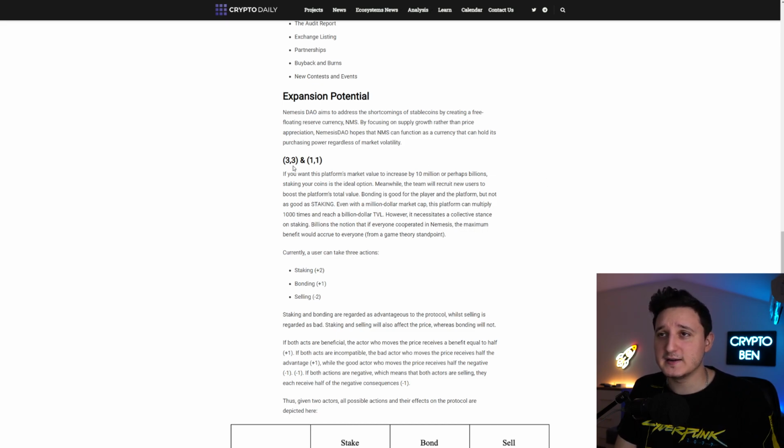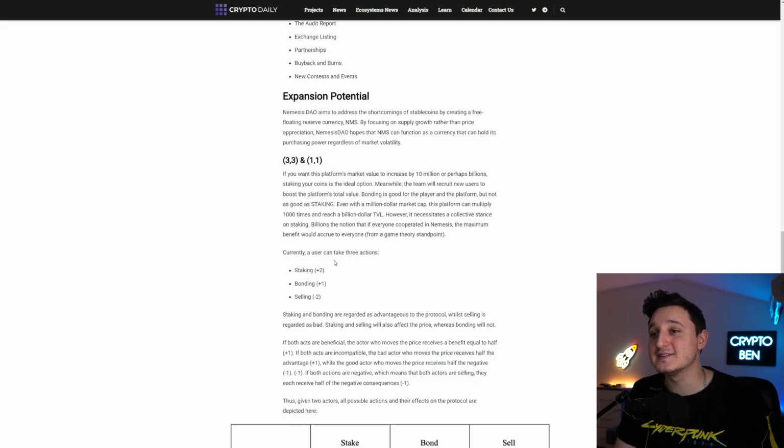I wanna talk about this here, it's about the game theory. It says 3 and 3 and 1 and 1. It says here, if you want this platform's market value to increase by 10 million or perhaps billions, staking your coins is the ideal option. Meanwhile, the team will recruit new users to boost the platform's total value. Some bonding is good for the players and the platform, not as good as staking. If it's a $1 million market cap, this platform can multiply 1,000 times and reach $1 billion total value locked. However, it necessitates a collective stance on staking. So billions, the notion is that if everyone cooperated in Nemesis, the maximum benefit would occur to everyone.